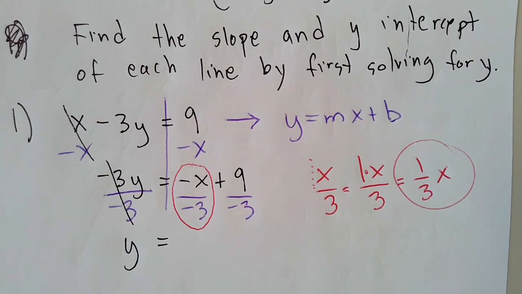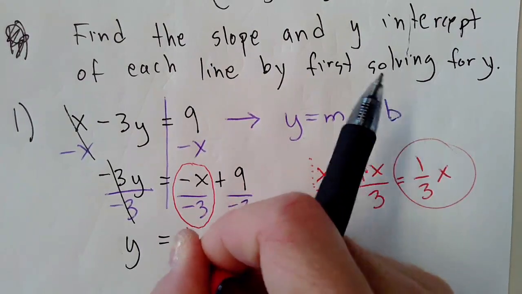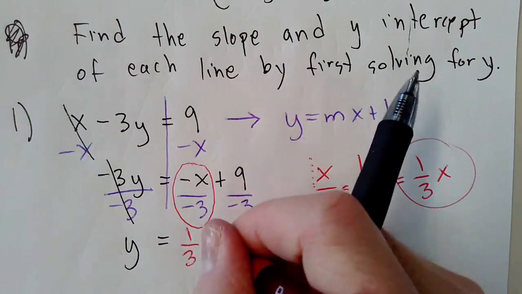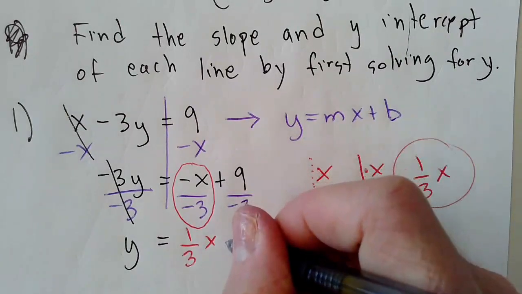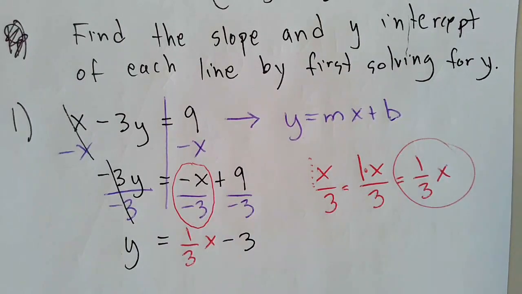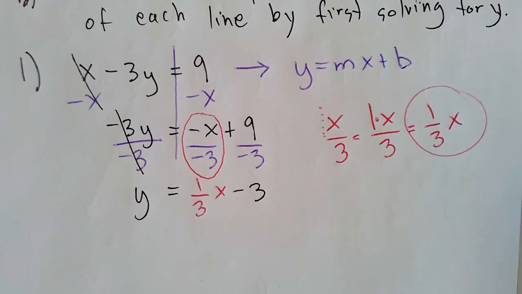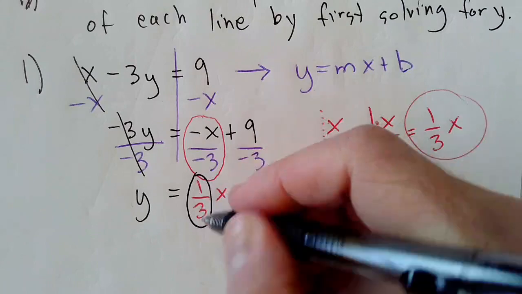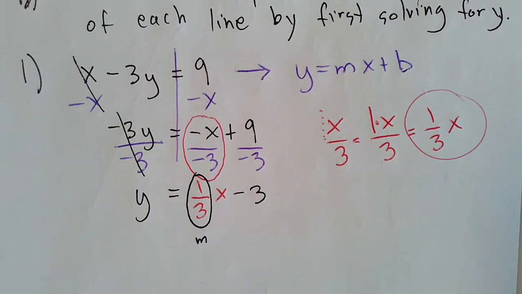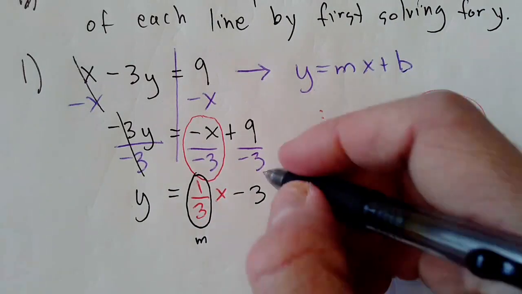That allows us to clearly see our slope. So our slope is 1/3 x, and then 9 divided by -3, that's going to be -3. So right here, we've got our slope-intercept form. Our m, or our slope, is going to be the number in front of the x, not including the x.